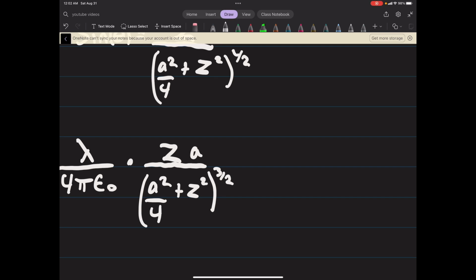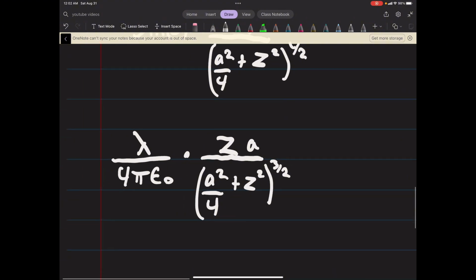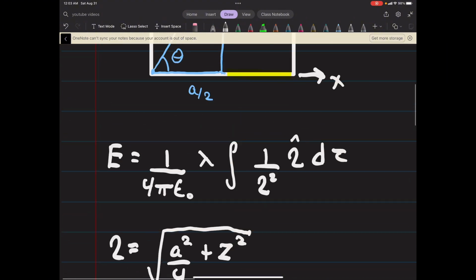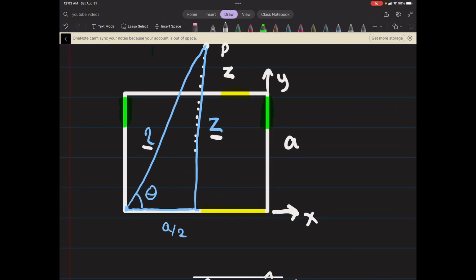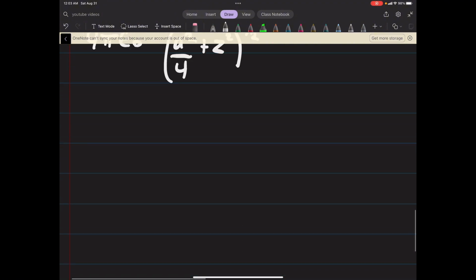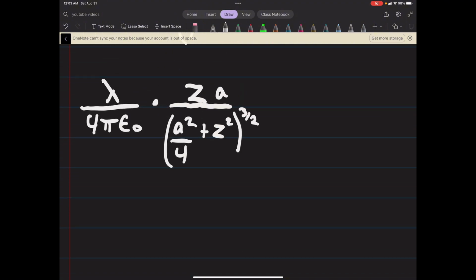Now this, remember, is just for one of the lines. However, by symmetry, if you can imagine, it's going to be just all 4 of those added. So everything's going to be the exact same because of the symmetry. So all we really need to do is take this answer and multiply it by 4 if you want to find the total E field. It's just 4 times the E field that one of the lines produces.